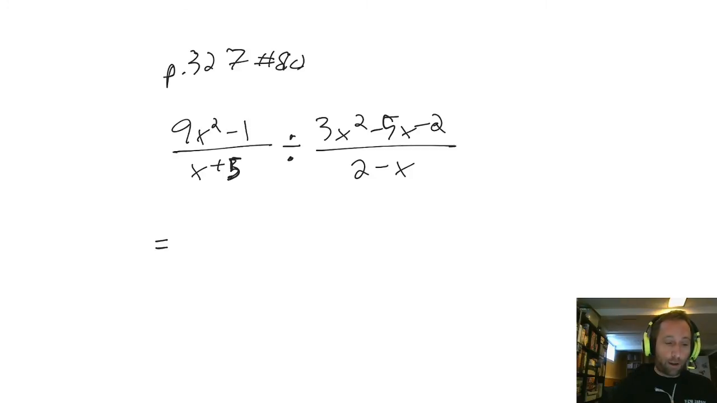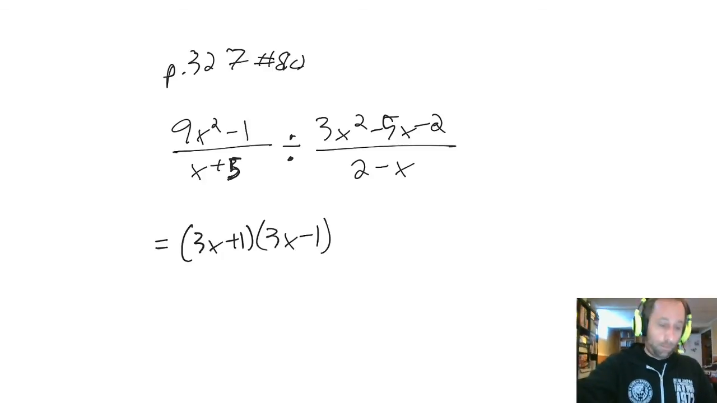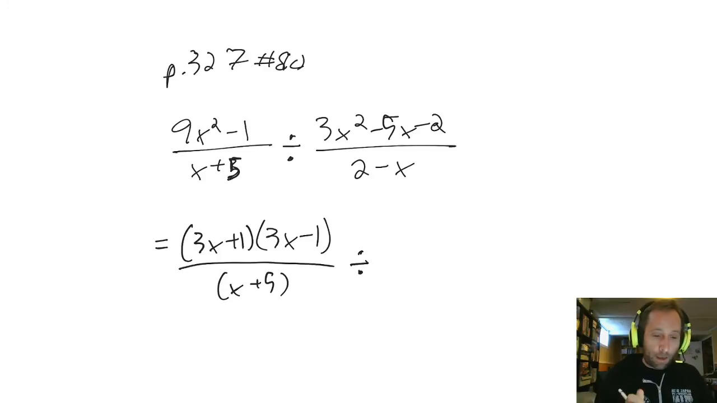So let's start factoring as many of these things as possible. So 9x squared subtract 1. This is the difference of squares. So I'll have 3x plus 1 times 3x minus 1. In the denominator, this was an x plus 5. And that is divided by, well, it looks like there's an expression that can be factored. I'll work this out longhand up here.